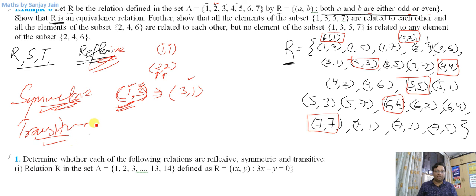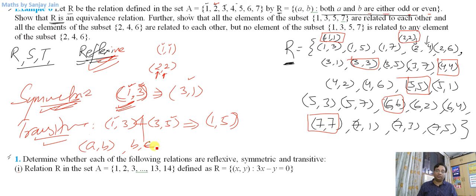What about transitivity? If 1 comma 3, 1 and 3 are odd, 3 and 5 are odd, definitely 1 and 5 will be odd. So presence of these two will imply the presence of 1, 5, right? So if A and B are odd, B and C are odd, if these belong to the relation, then definitely it will imply that A and C are odd.